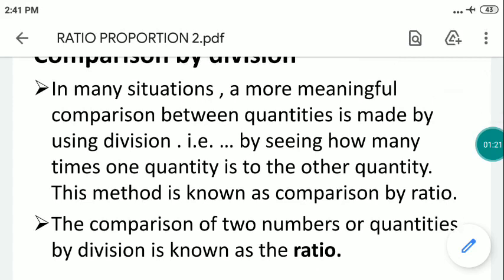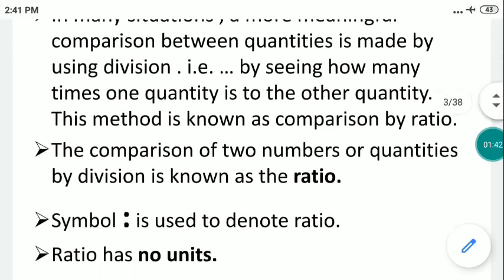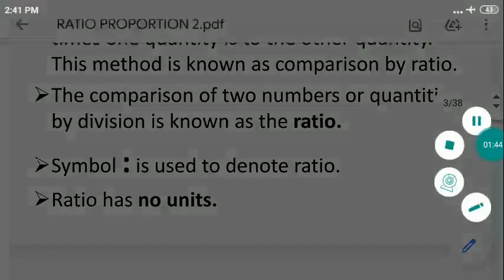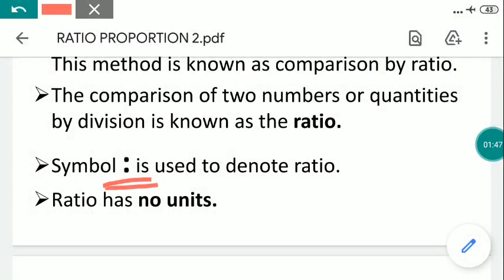For example, suppose you are given two numbers. To compare those two numbers, take the division of those two numbers. Or if you are given quantities, take the division of those quantities, and you will get the ratio. So the comparison of two numbers or quantities by division is known as the ratio. This symbol is used to denote the ratio. Next point is, ratio has no units.